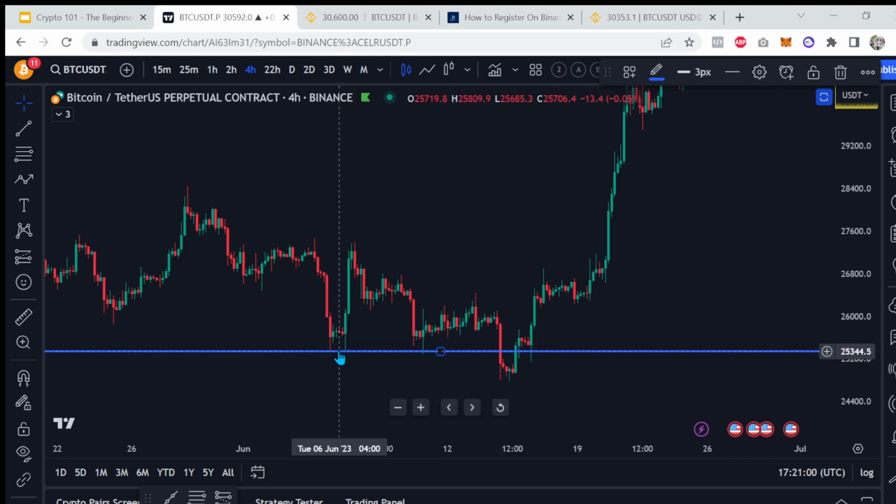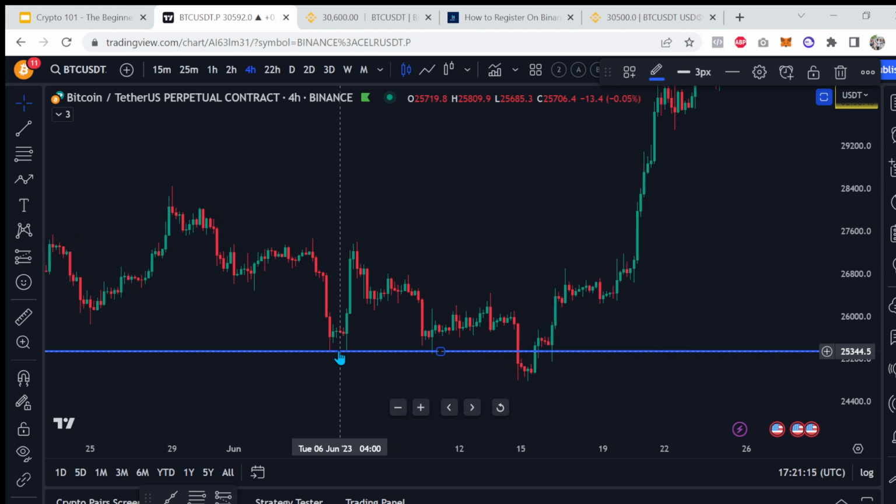Support is an area where the buyers came in a lot, where the buyers came in and then they took the price to the upside. That is basically support, and it must have at least 2-3 touches for that area to be valid as an area of support. Support and resistance is also not a line, it can be an area. It's not a fixed line; it can be a region, a place, an area where price would typically react.